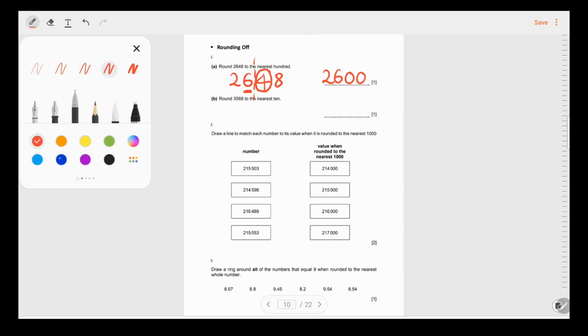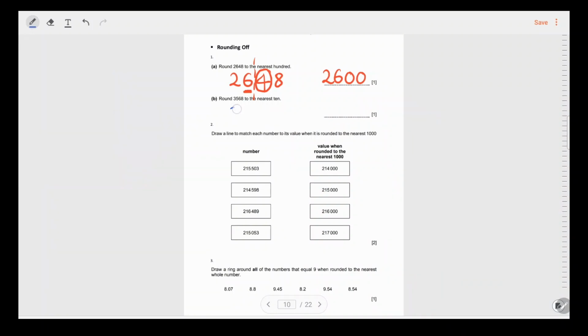Next, we need to round off 3568 to the nearest 10. So here the digit in the tens place is 6. We draw a dotted line after that and we check the number on the right side of it. So in this case it's 8. So if the number we check is 5 or bigger than 5, we need to add 1 to the 10.